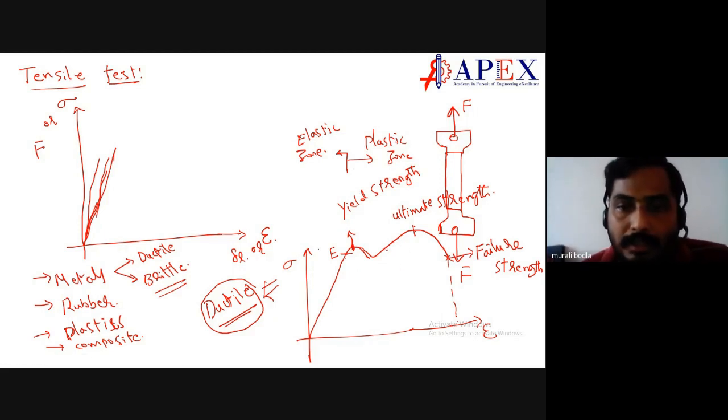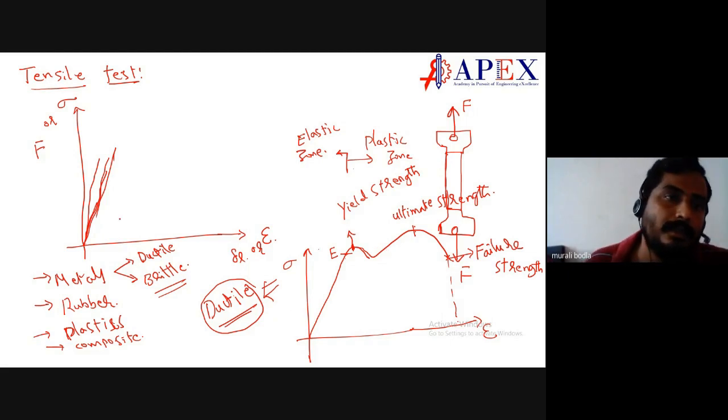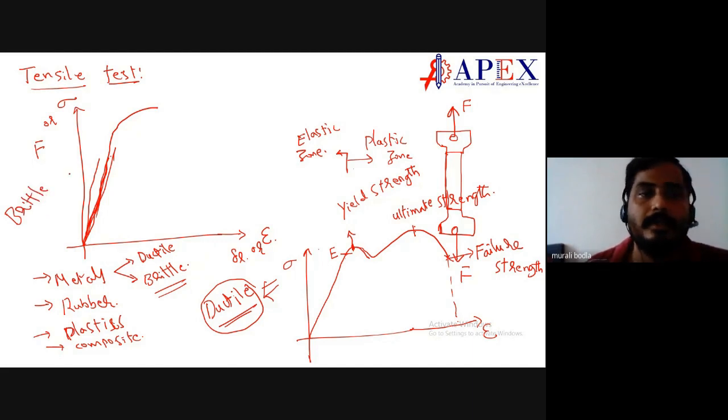So this is about the ductile materials. If it is a brittle material, what you will see is that it varies linearly and suddenly it breaks. So this is the typical behavior of a brittle material. Here the difficulty is that the gap between the elastic zone and yield zone is very close, and you cannot maybe distinguish them, just like in the case of ductile materials.